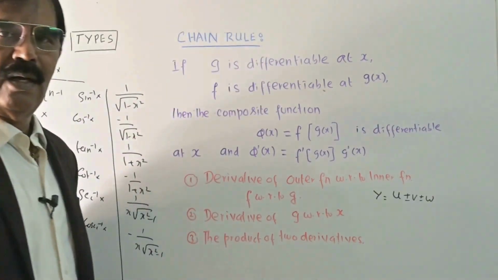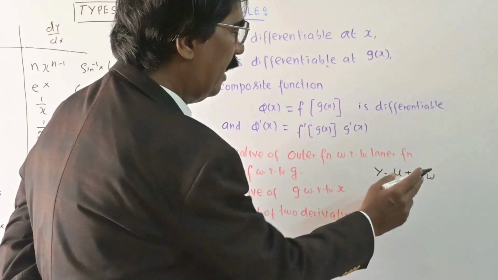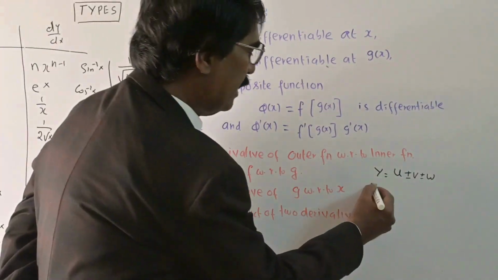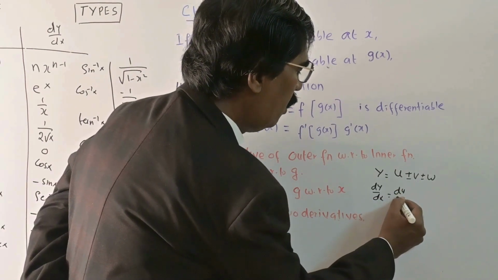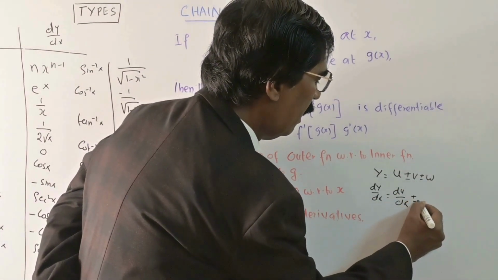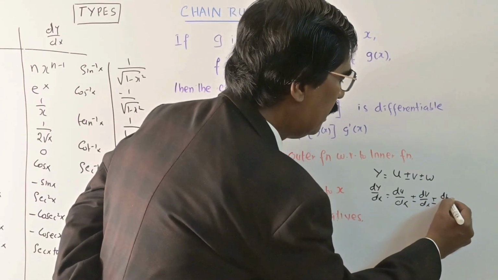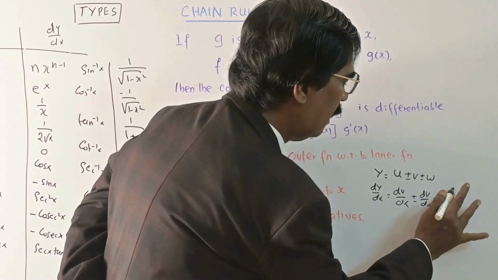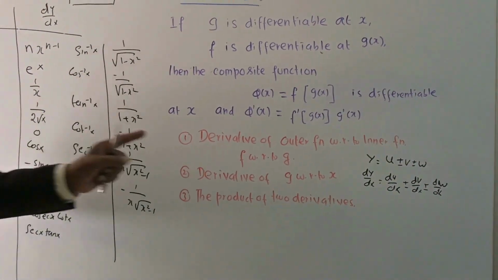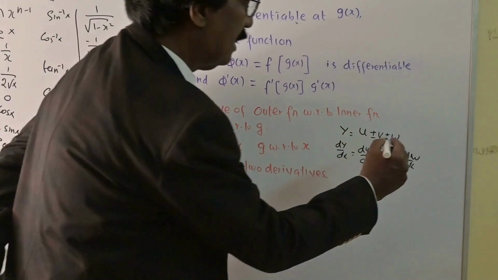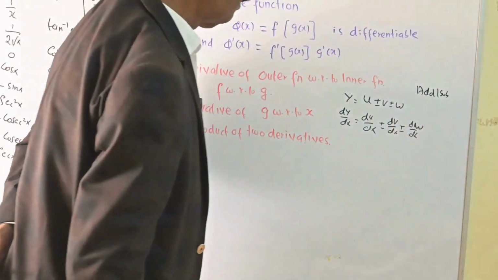w, all simple functions, u separately, v separately, w separately. When you differentiate, dy by dx, you differentiate u separately, you differentiate v separately, you differentiate w separately. So, you must know this formula to differentiate them. This is for both addition and subtraction.